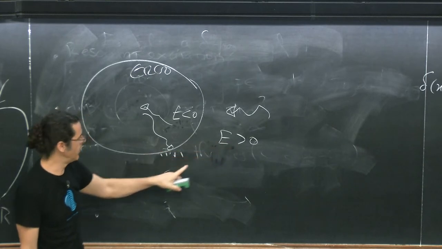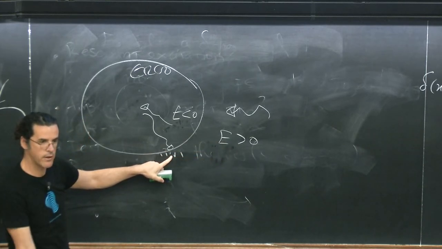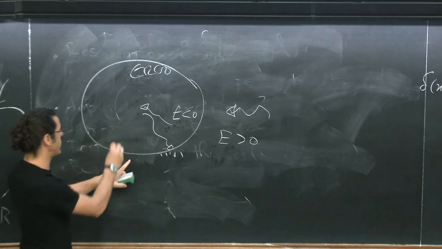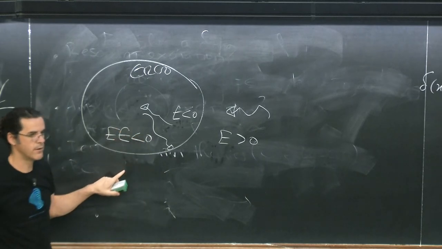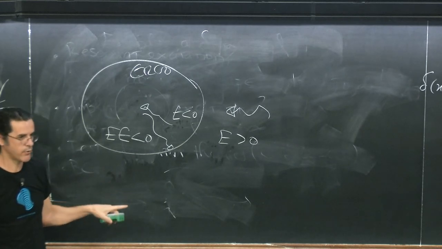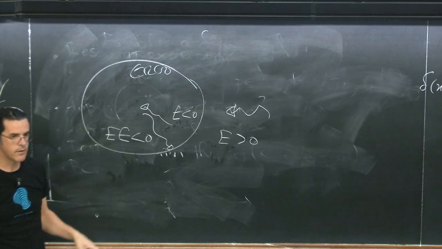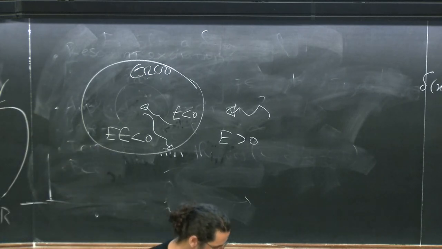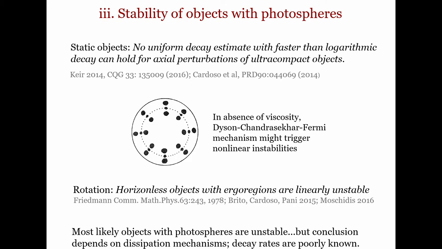So what happens is when the wave hits the ergo region boundary, it leaves behind a state which has even larger negative energy, right? So you see what you're doing. You're actually creating an instability, right? So this is called the ergo region instability. The arguments were put forward a long time ago by Friedman, but recently Machidis gave a really nice, mathematically rigorous argument for the instability. So any object with an ergo region and no horizon is going to be linearly unstable, okay?